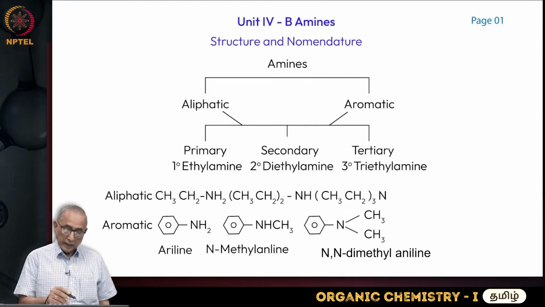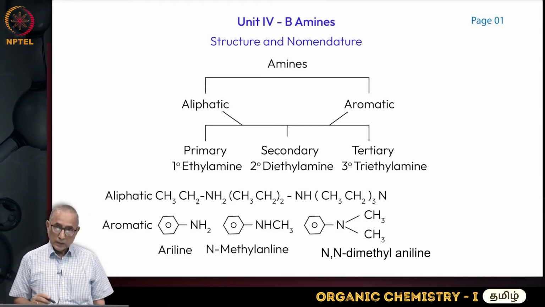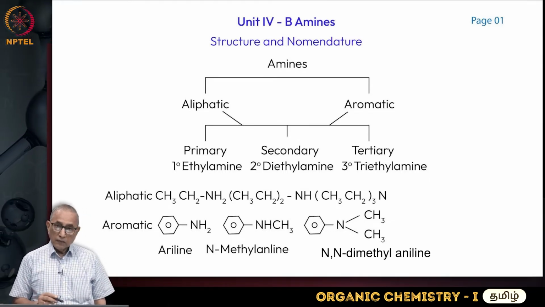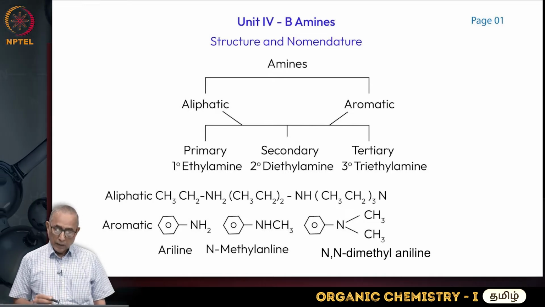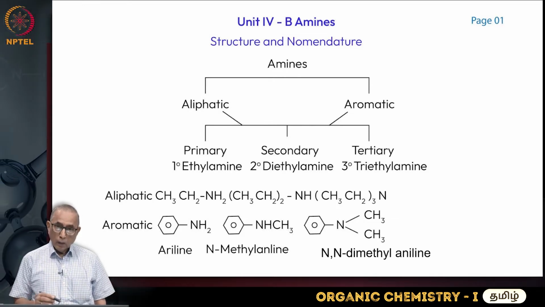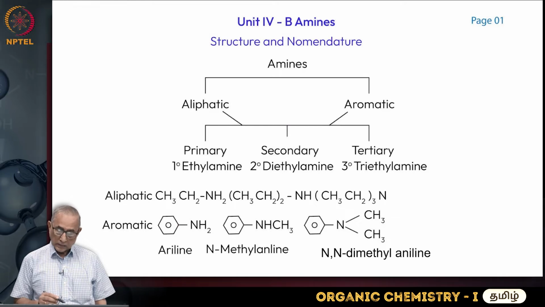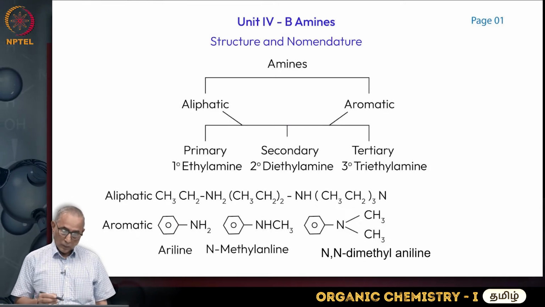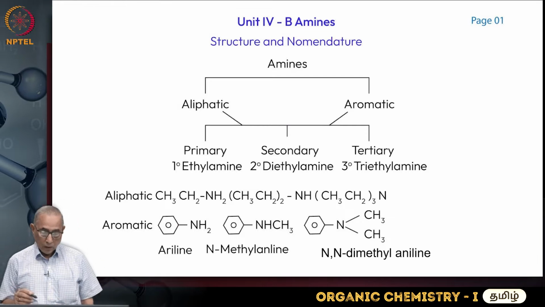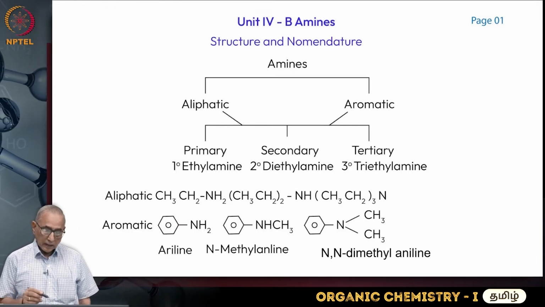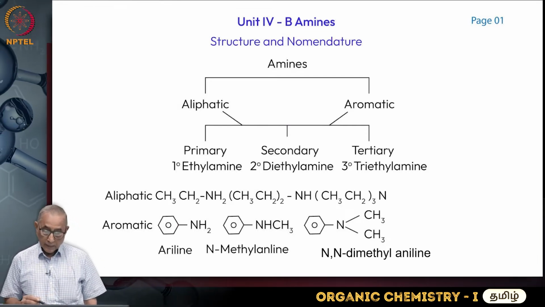You can have aliphatic amines or aromatic amines. Aliphatic amine, you can have primary amine. Primary amine, NH2 group, with only one alkyl group attached, methyl group or ethyl group or propyl group. One alkyl group and one amino group attached is called primary amine.